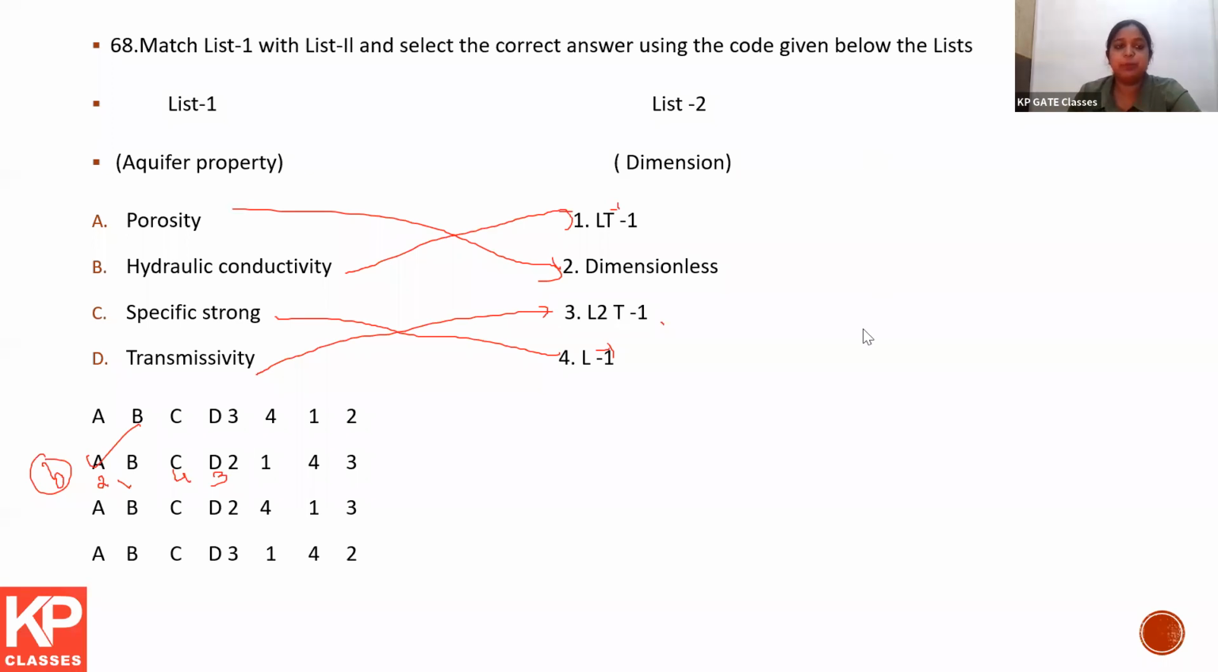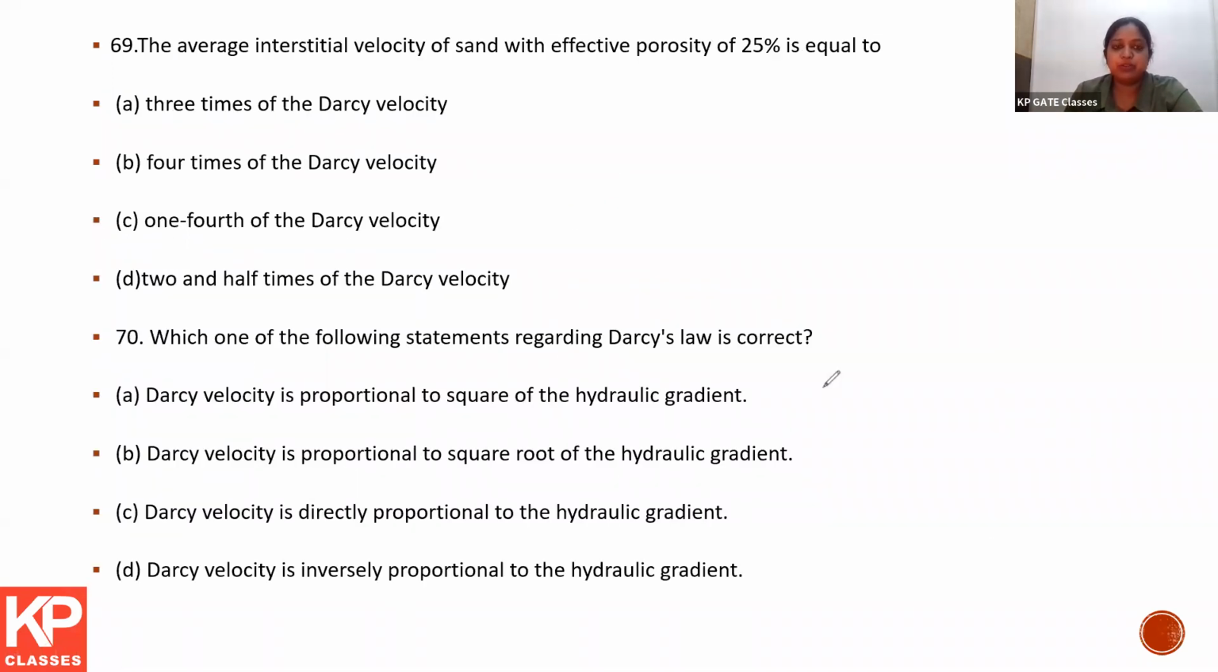So let's move to the next question. The average interstitial velocity of sand with effective porosity of 25% is equal to. So here they have asked the interstitial velocity of the sand with the effective porosity of 25%, and the relationship with Darcy's velocity. So the equation for effective average interstitial velocity is equal to Darcy's velocity divided by effective porosity. This is the equation.